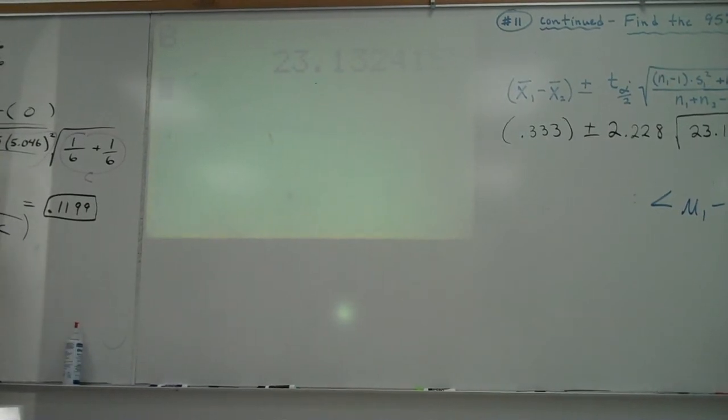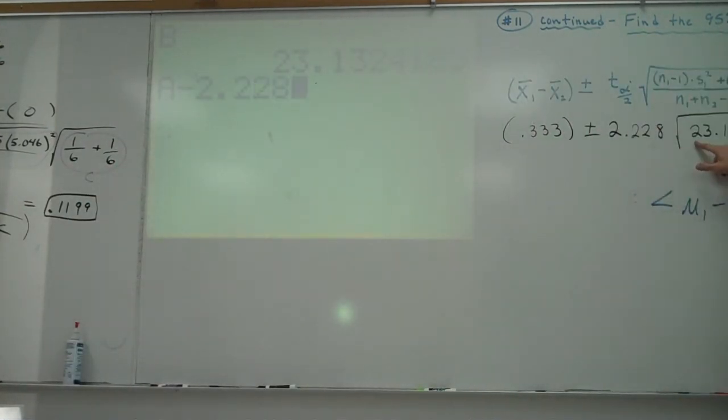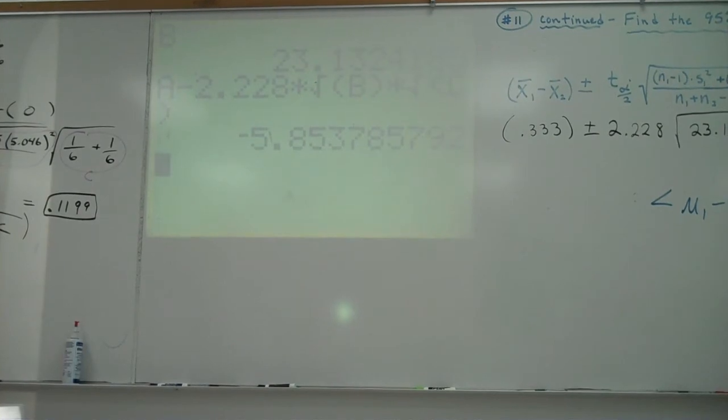Now you can do it like this if you want. You could type the actual numbers in, or you could type alpha A, because we have the difference in the means stored in A. Let's try it with letters. Clear it once. Alpha A, minus 2.228. What do we store this value in? B. So square root of B times square root of, we store this in C, square root of C. Anyone else get that? Okay.